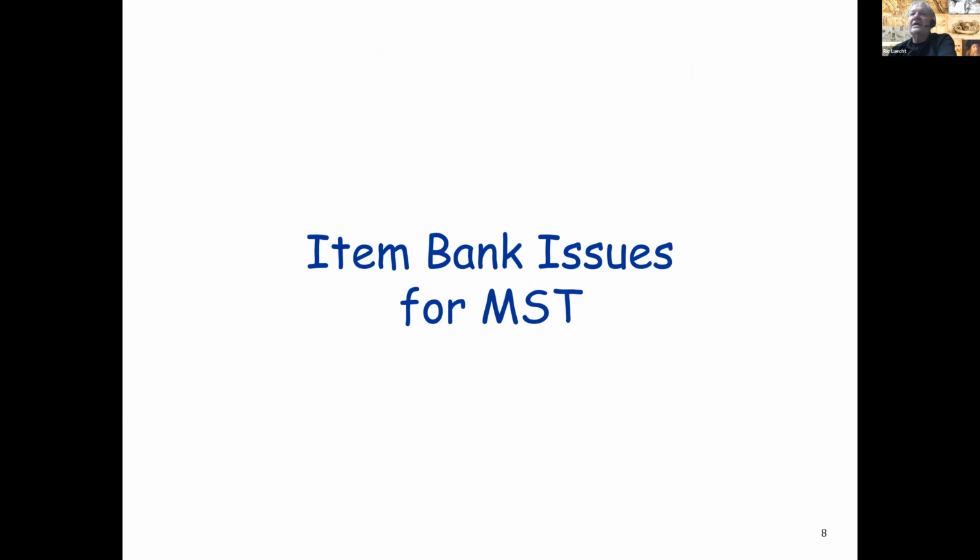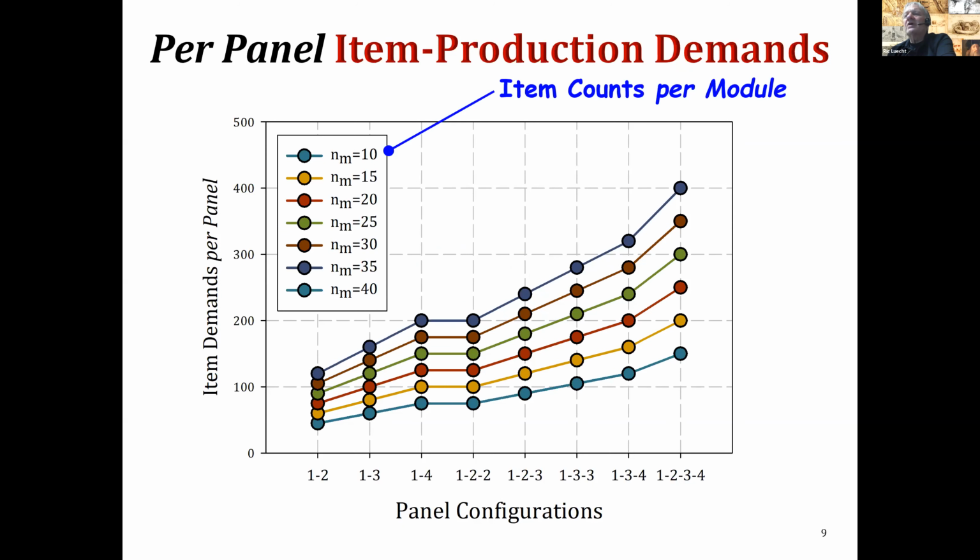Now, a little bit about item bank issues for MST. This lets you see how many items you need per panel under these different design configurations. I haven't shown you all of the panel configurations, but it's really interesting that when you put this kind of slide up, if you really wanted something like the 1-2-3 design in the middle there, then with as many as 30 items per module, you start needing 200 items per panel. If you need 5 panels, you start doing the math. I need 1,000 items. So it lets you do this kind of inventory up front.